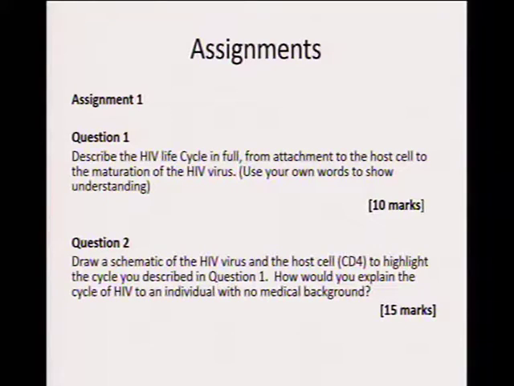Let's look at the assignments. Assignment 1 has got 2 questions basically. Question 1: describe the HIV life cycle in full, from attachment to the host cell to the maturation of the virus. Use your own ways to show understanding. Question 2: draw a schematic diagram of the HIV virus and the host cell, the CD4 cells, to highlight the cycle you described in question 1. How would you explain the cycle of HIV to an individual with no medical background?